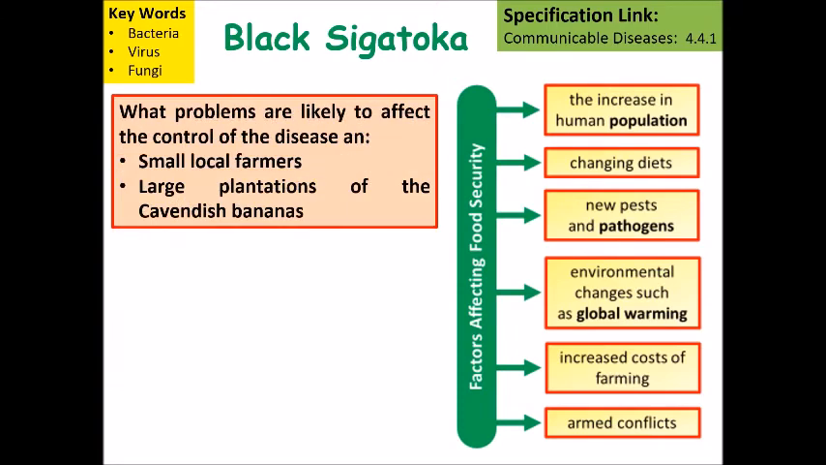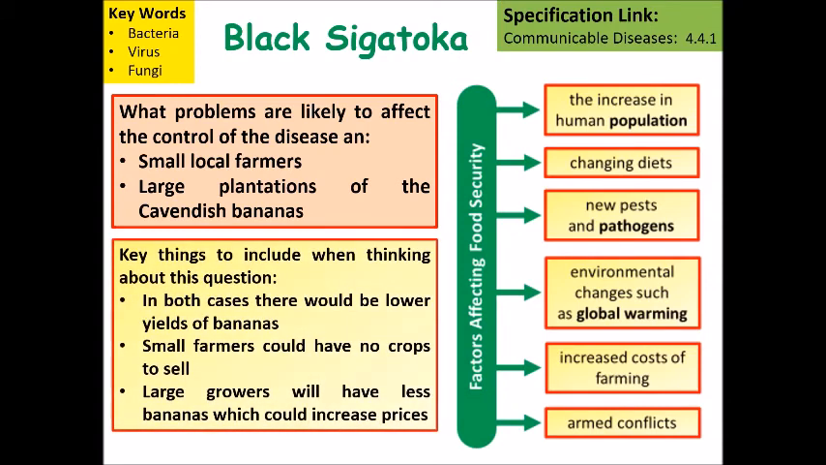And finally, what problems are likely to affect the control of the disease? The problem caused to both types of farmer is that there are going to be lower yields. Small farmers will have no crops to sell. Large growers will have fewer crops to sell, therefore prices could increase. In terms of the effect on the control of the disease, smaller growers will have less access to any sort of chemical treatment which could be used to kill off the fungus.